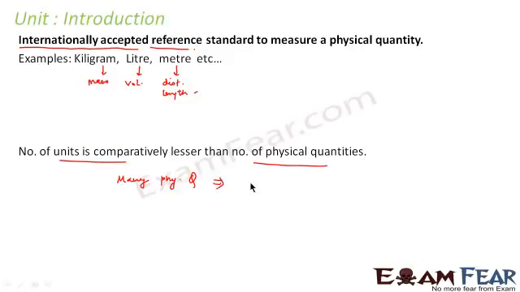For example, we have a physical quantity work. We have another physical quantity energy. Work and energy are two different physical quantities, but both of them are expressed by the same unit, joule. Similarly, there are many situations where many physical quantities are defined in terms of a combination of existing units.